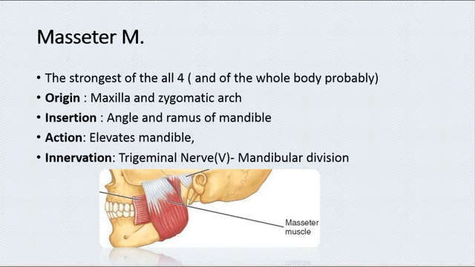You can see here in this picture, here is the masseter muscle. Its origin is from the maxilla and the zygomatic arch, and it inserts into the angle and ramus of the mandible. It is the most superficial muscle of these four muscles.